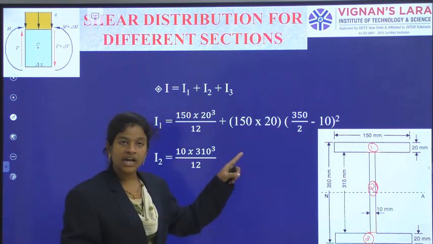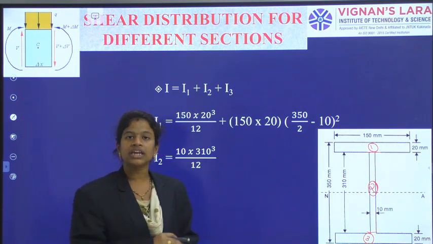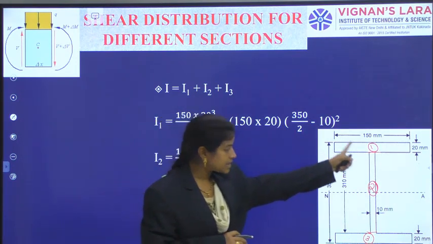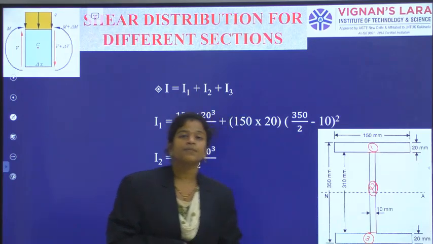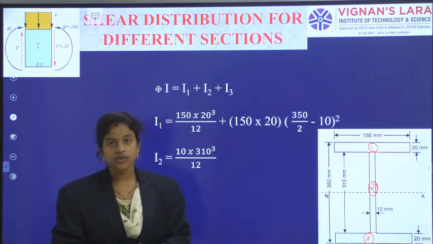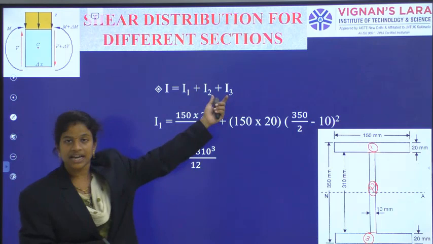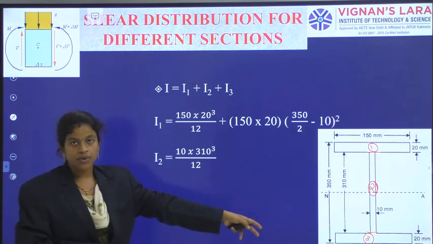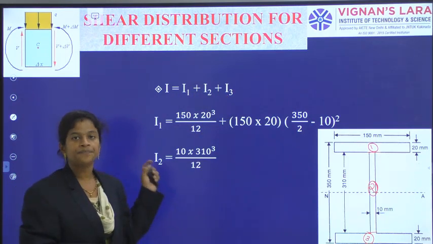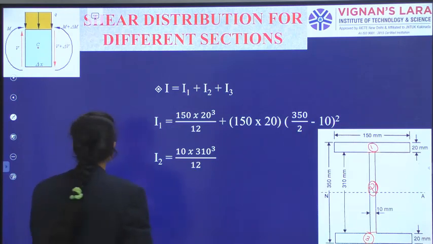Okay, the overall I section has split into 3 parts: the first one, the second one and the third one. So, the moment of inertia capital I of the whole section is equal to I1 plus I2 plus I3. Summing up all these 3 moments of inertia individually will give the answer.